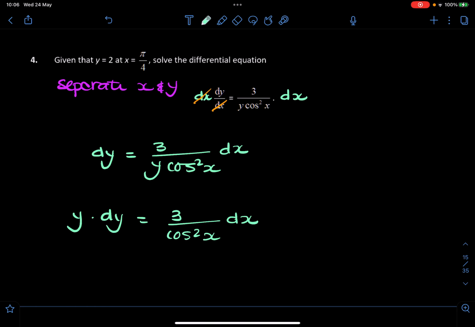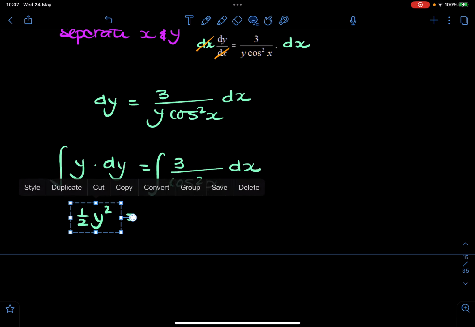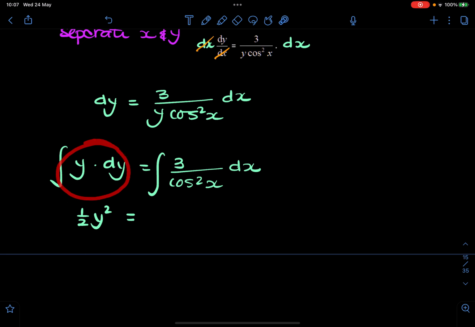So we just need to add integration signs and integrate away. The integral of y dy is straightforward. It's just half y squared plus a constant. But I'm going to keep the constant for later. I'll add that to the right-hand side later. So that's the easy part. How do we integrate cosine squared in the denominator?